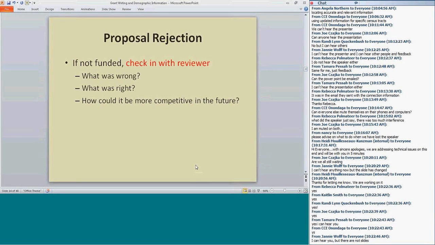Okay, so again, this is just going through the process, but if your proposal is rejected, check with the reviewer again: what was wrong, what was right, and how could it be more competitive. Sometimes they do share that information, and sometimes they don't have time to do it, but if they do, it's certainly worthwhile.